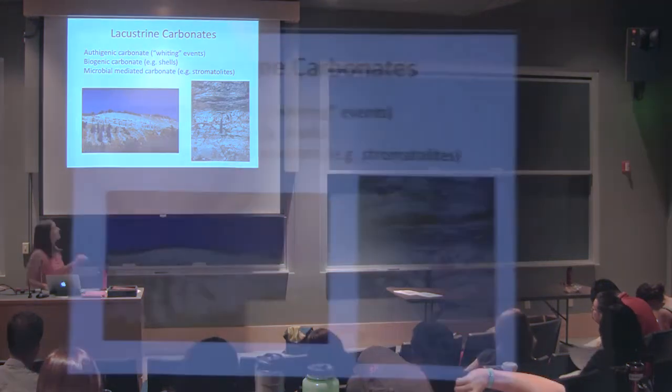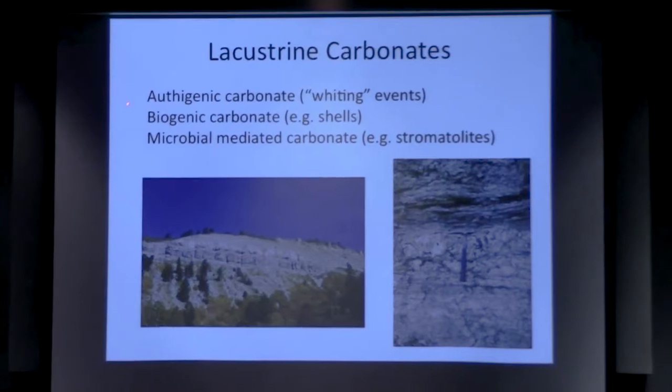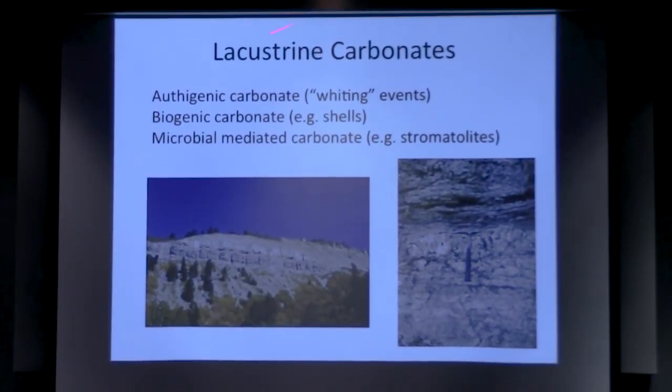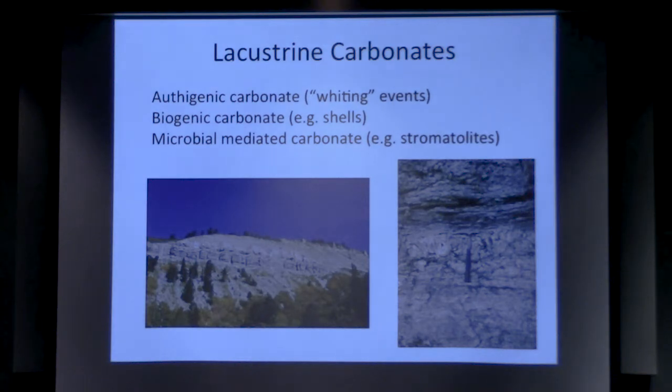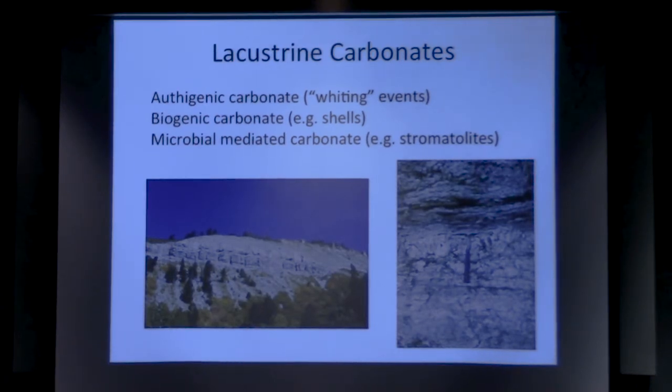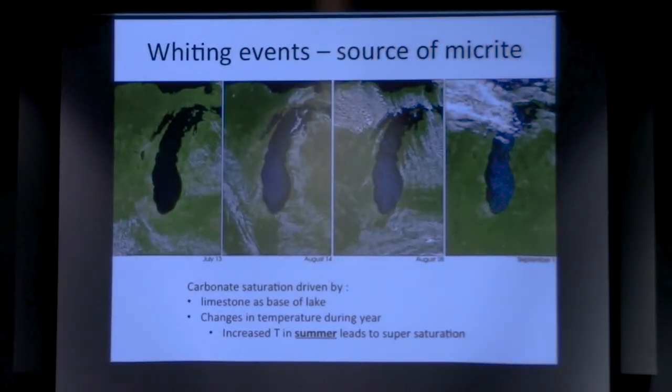When we think about lacustrine systems, people often think in terms of authigenic carbonate that forms, so things like whiting events, biogenic carbonate, how much of your carbonate is made up from that, and microbial carbonates as well, so things like stromatolites and thrombolites, and how that microbial activity might affect your clumped isotope system. Whiting events, this is an example from Lake Michigan. You can see the cloudiness forming.